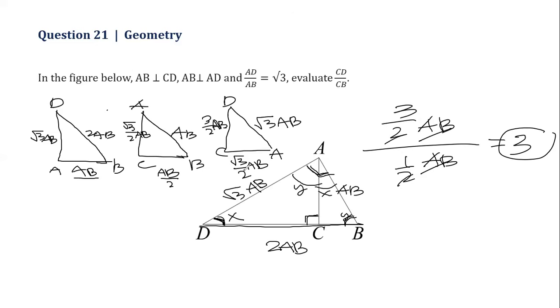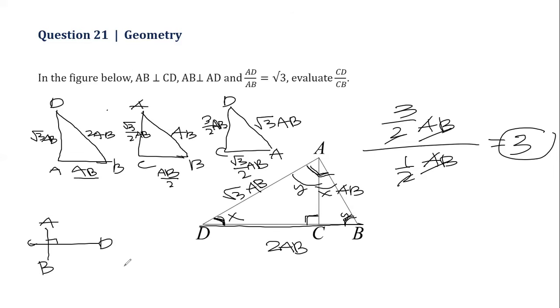I want to ask, what is this symbol? There is a symbol between AB and CD, and then there's a symbol again between AB and AD. What does this mean? Okay, so if AB and CD are line segments, this means perpendicular.